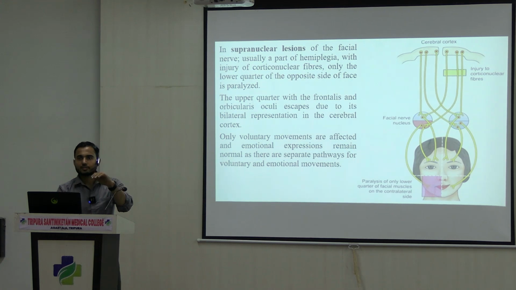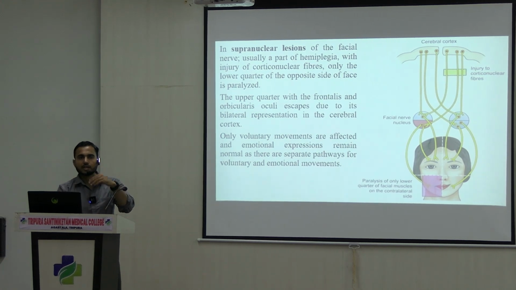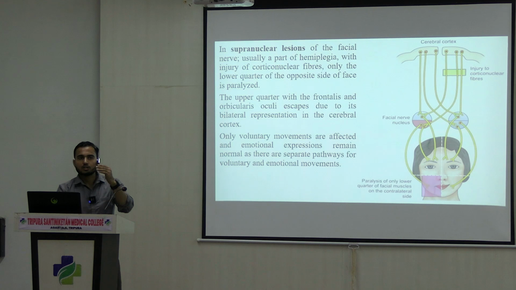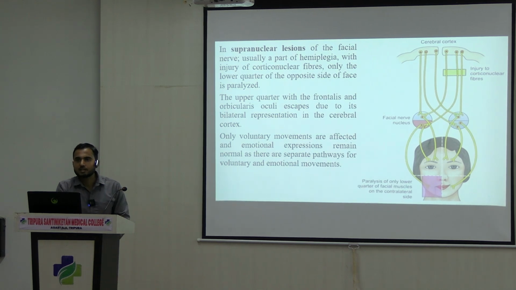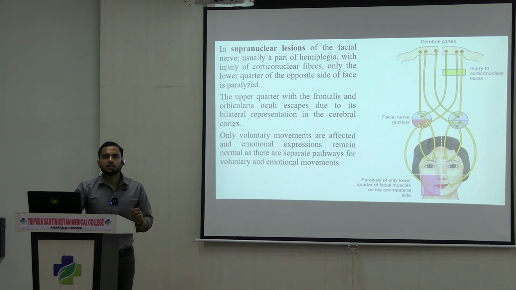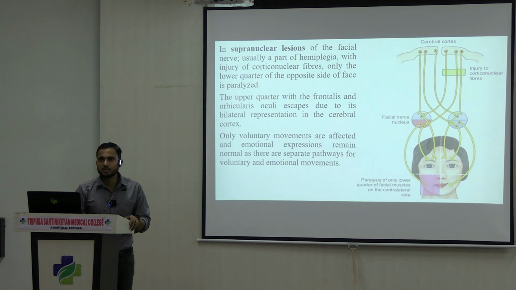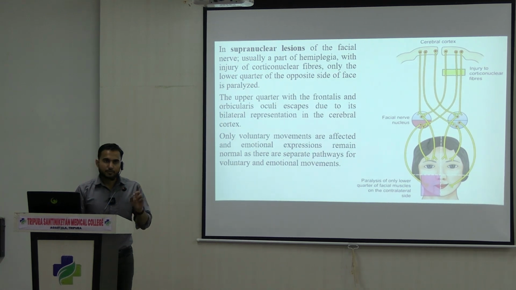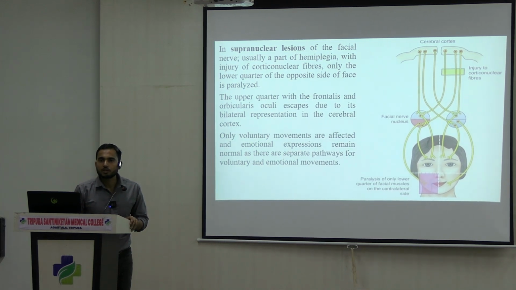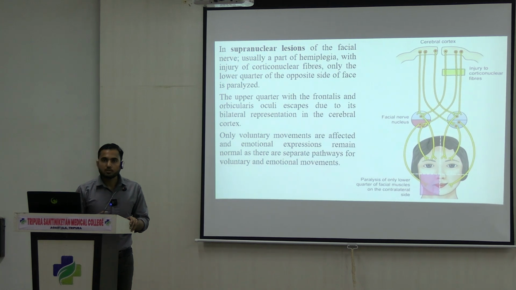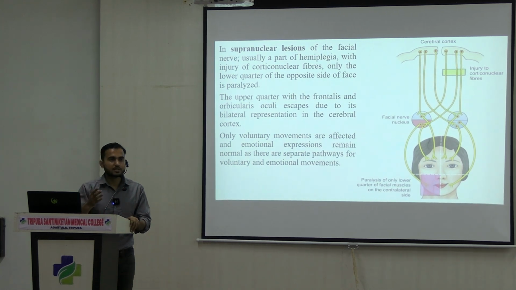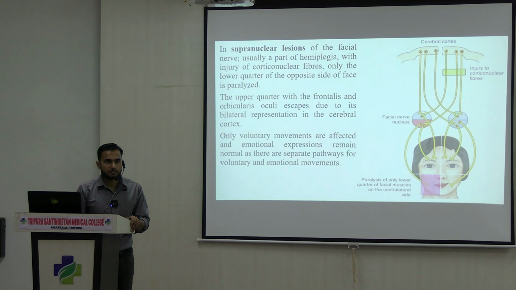Those fibers will go and relay on the nuclei present in the brainstem, and from those nuclei mostly the cranial nerves come out, or the origin of the cranial nerves takes place. Before that, please keep in mind: how many cranial nerves are there in our body? 12 pairs of cranial nerves are there.